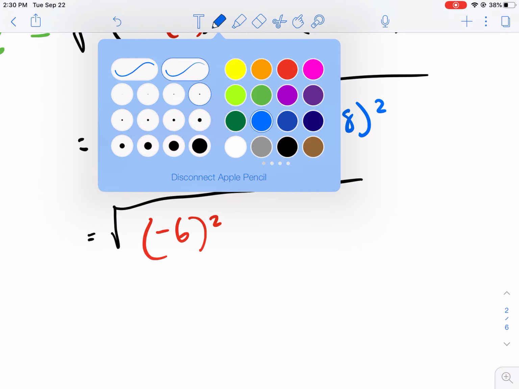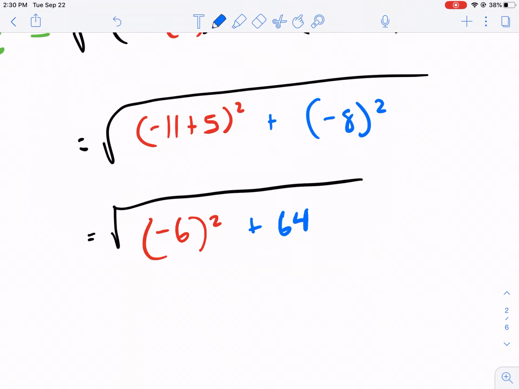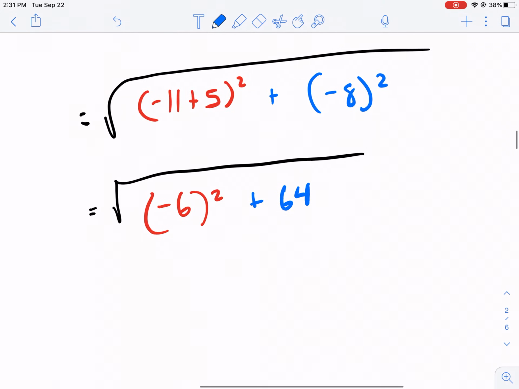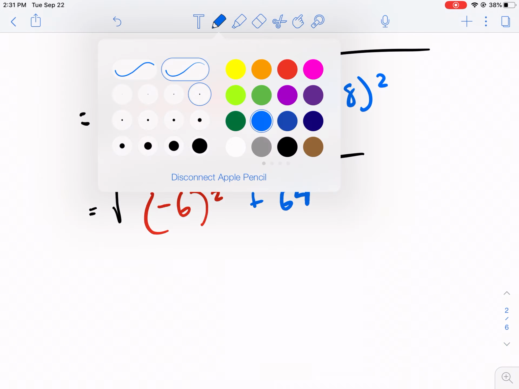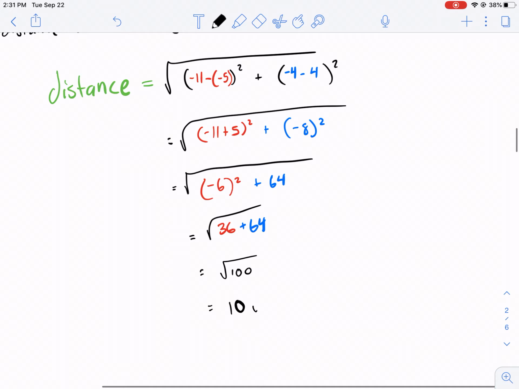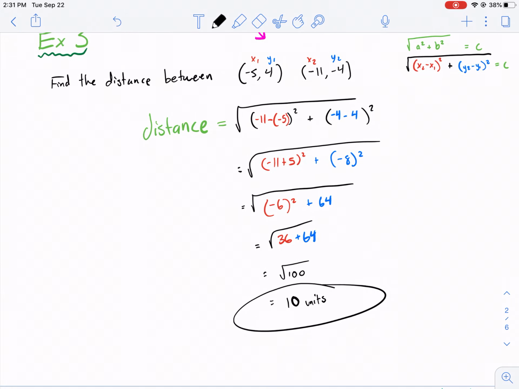Okay. All right, so then we have plus 64. Negative 8 squared is 64. Negative 6 squared gives us a positive 36. So we have 36 plus 64. Man, I chose so many colors. Okay, square root of all that. That's the same thing as the square root of 100. Guess what that is? It's either plus or minus 10. We don't care about minuses because we're talking about distances. So the distance is 10, and there's no unit, so we're going to say 10 units. There we go. There's the distance formula.